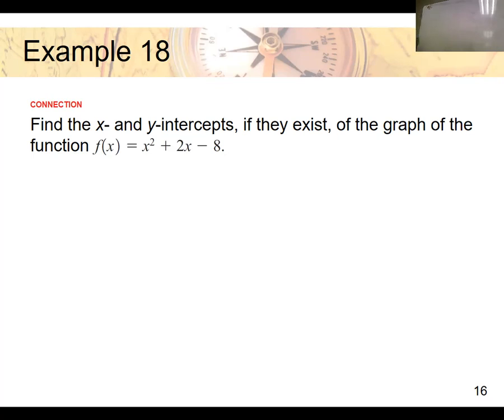You got that far. X squared plus 2x minus 8. Let's start by finding the x-intercepts. I say x-intercepts because the largest exponent in that function is a 2. That tells me there are going to be 2 x values for that function. So the first thing I'm going to do here is substitute f of x with 0.